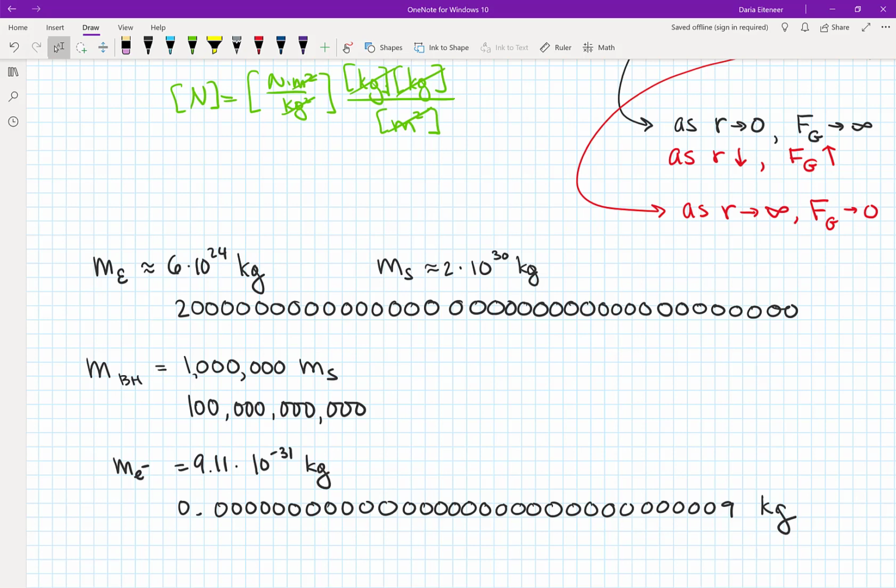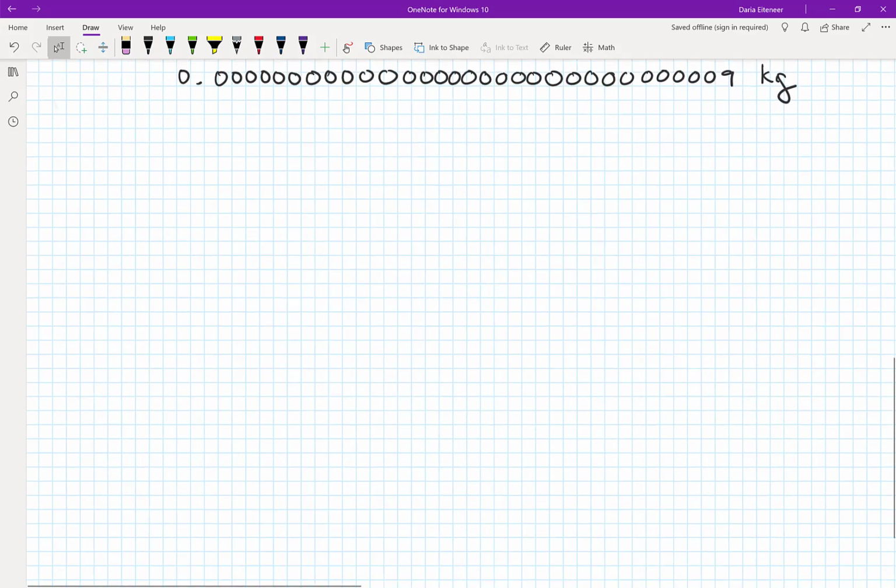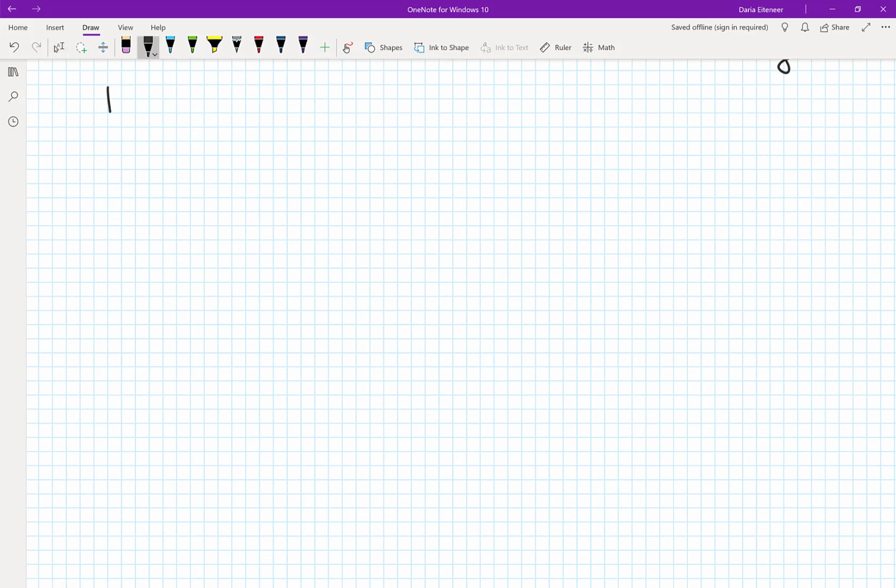Okay? So how do we reconcile this force of gravity and this force of gravity? So let's take Earth. This is not drawn to scale. And let's take an object at the surface of the Earth. This is way, way, way, way not to scale.